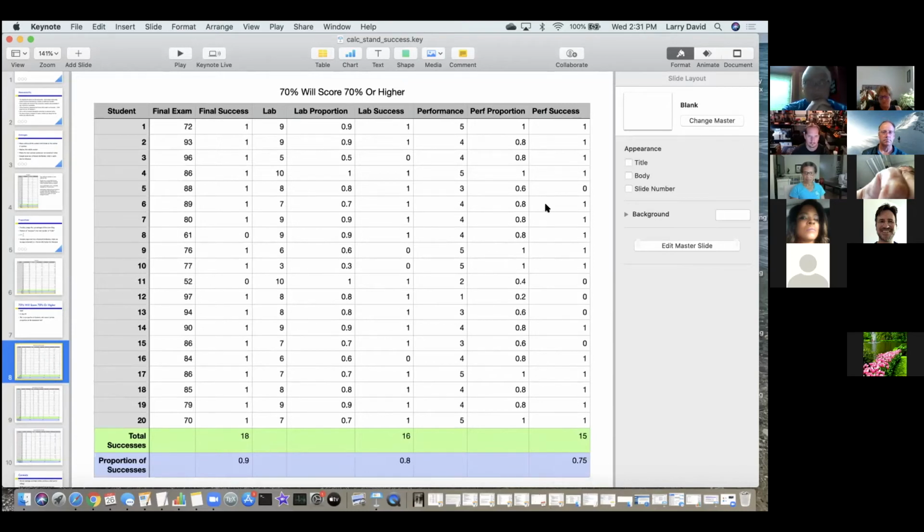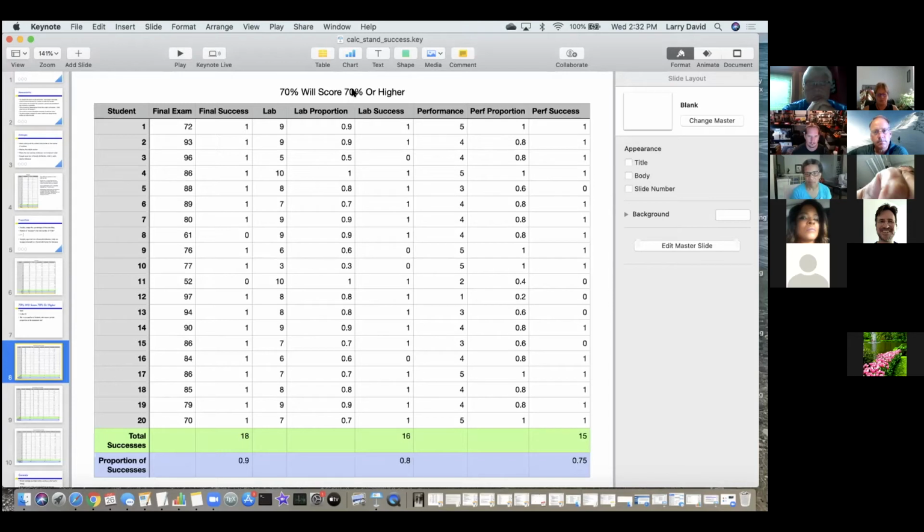Well, if we drill down a little bit and look at this, one of the reasons this happened is because there's only 5 points possible on this performance. So you have a 5-point rubric here. There's only 5 possible values for the proportion. You could have a 0, you could have 20%, 40%, 60, 80, or 100%. Anything that's above 60 and below 80 is the same.